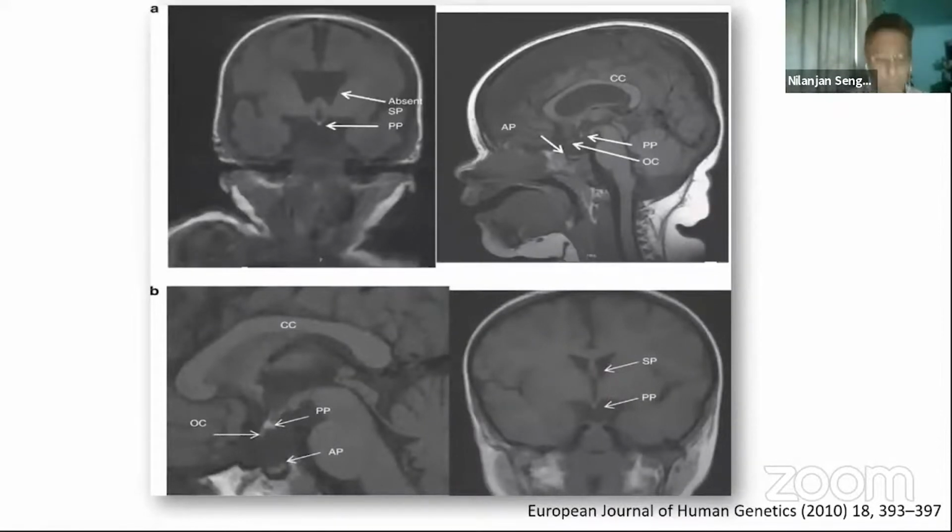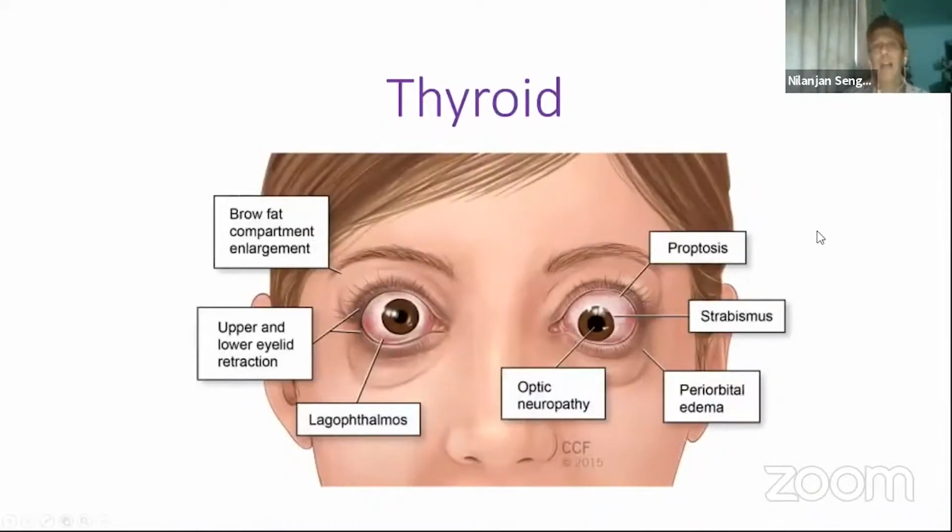So this is radiologic, how it looks like. That is, you see, anterior pituitary hypoplasia and absent infundibulum with bilateral optic nerve hypoplasia. The posterior pituitary is ectopic, and also there is absence of septum pellucidum. Now we come to thyroid.